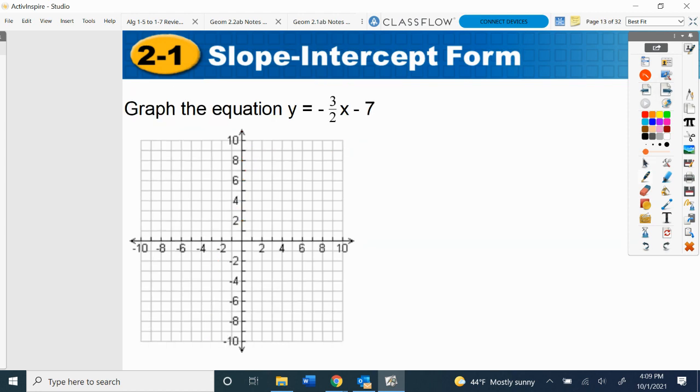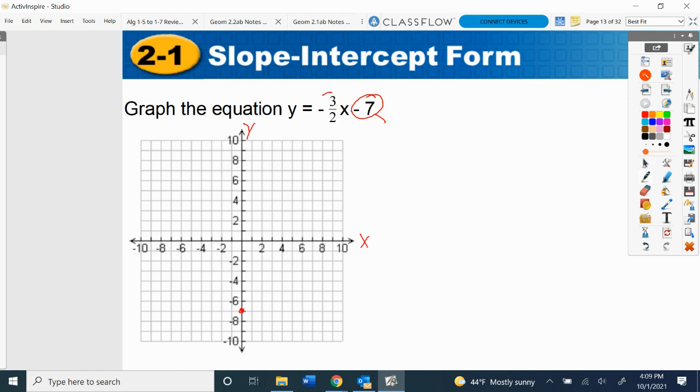Okay, let's try another one here. Start with your y-intercept at the very end. So you have a -7. That means on your y-axis, you've got your y-axis, your x-axis, you're going to be starting down here at -7. That's where you're starting, because your y-intercept is a negative number.